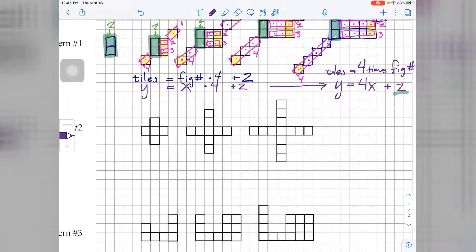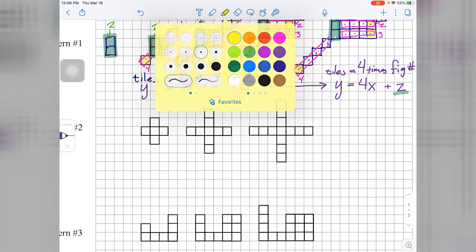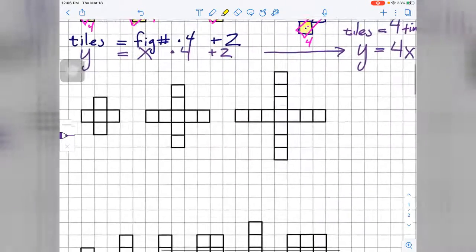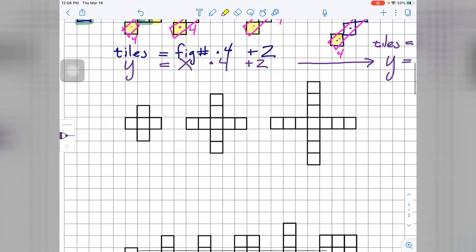Okay, so this part was the part you guys were supposed to do as a class. You split up into groups and you were supposed to figure out how the tiles were being added in each one. I'm going to start with pattern 2. Pattern 2, I notice, is a cross shape, and it looks like each wing is getting bigger by 1 on each side.